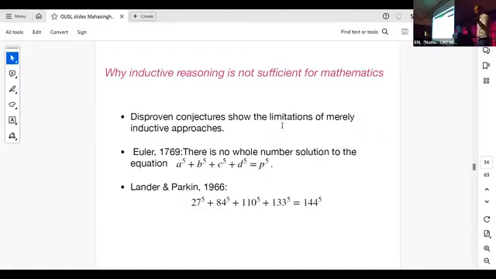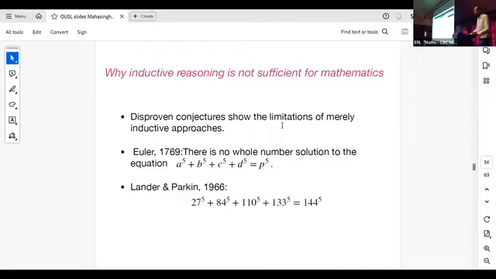Starting from 1, 2, 3, counting numbers. Euler said you cannot find 5 counting numbers A, B, C, D, E satisfying this relation. Very reasonable, because if you take 1, 2, 3, 4, 5 or 10, 15, whatever.